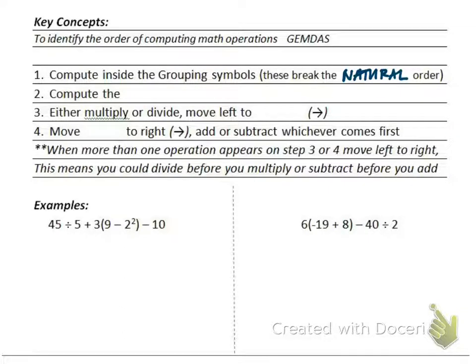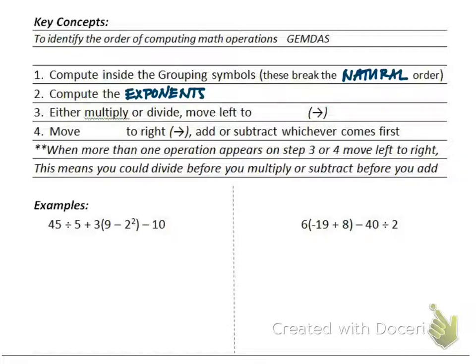So, step one is sort of like, hey, look at me, I need you to pay attention. These grouping symbols are a huge part of this order of operations. Our second step is to compute the exponents. So once we've taken care of everything inside the grouping symbols and simplified that, we're going to go ahead and take care of the exponents.